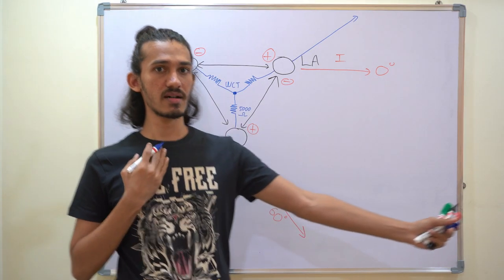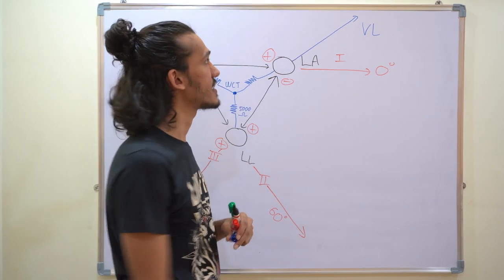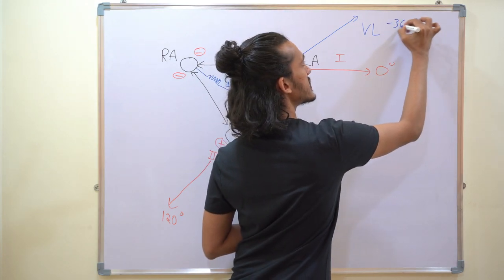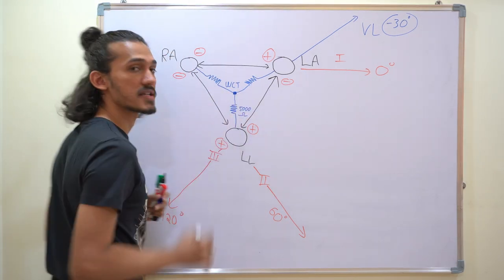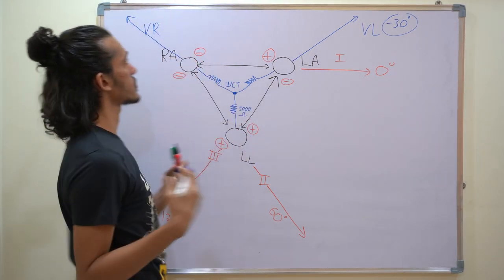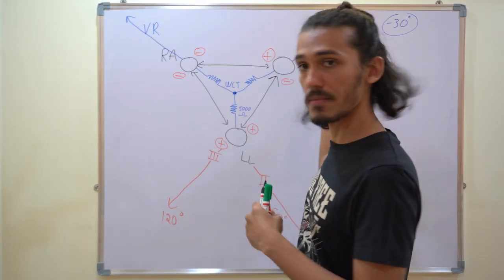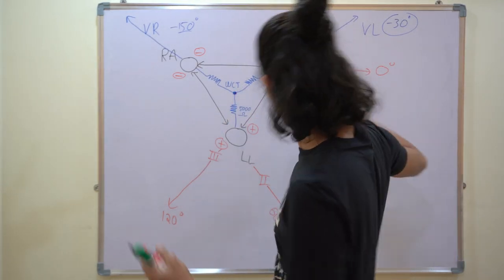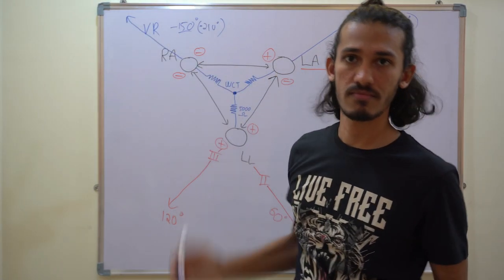So this is the left arm, so we call it VL. If this is 0, before that this can be minus 30. This minus 30 degree is VL. Now with respect to the central terminal, we are measuring the right arm. Because it was the right arm, this is now VR. If you are measuring it from 0, it is minus 150, or if you're taking it from here, it is plus 210. Either it's minus 150 or plus 210. So that is your VR.